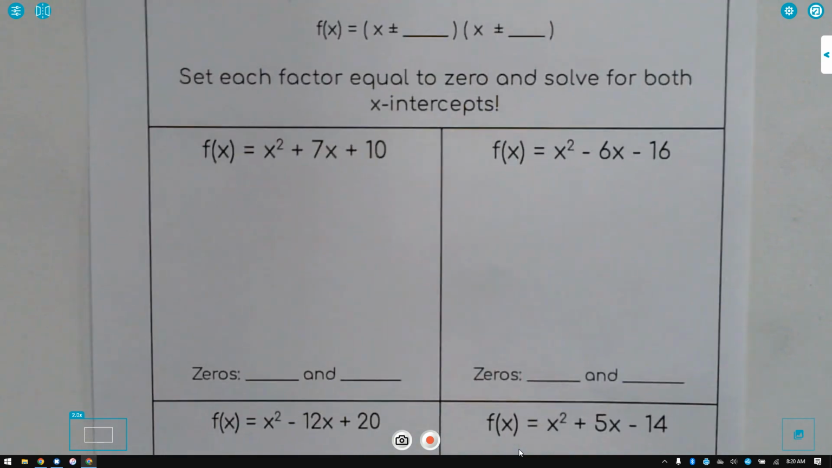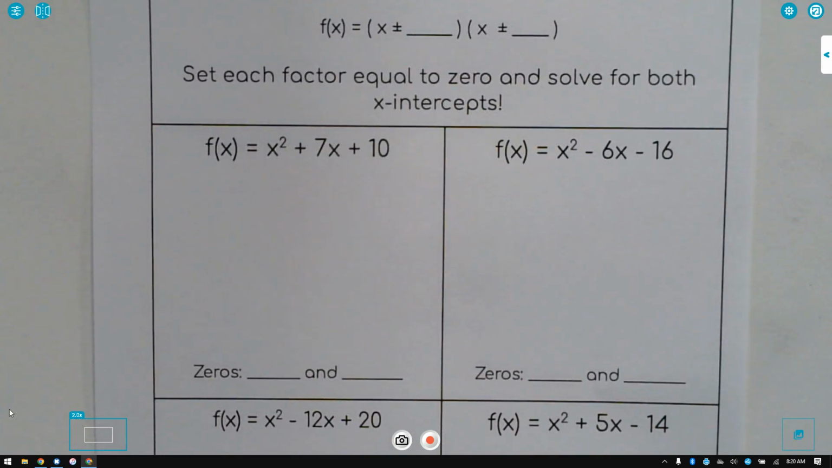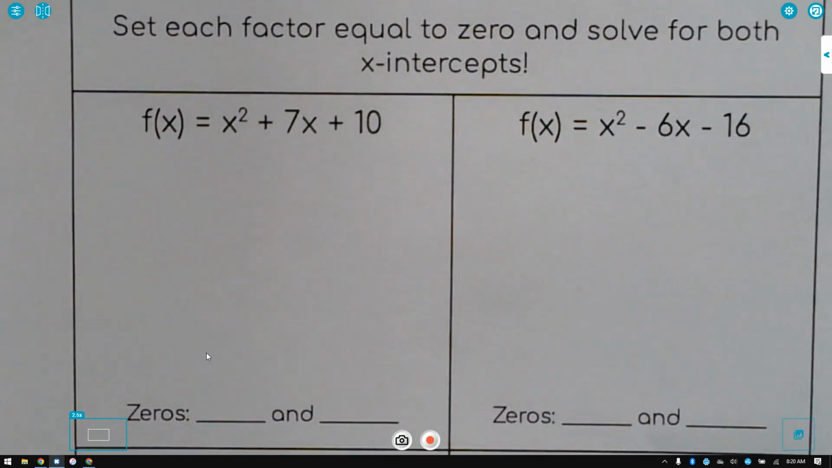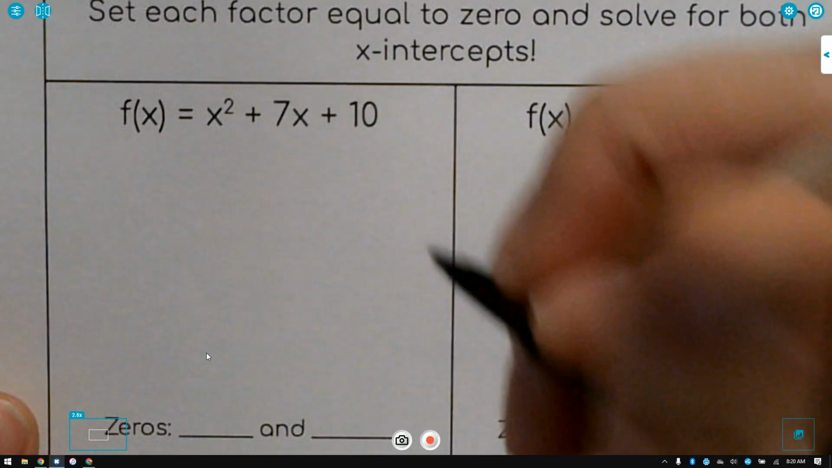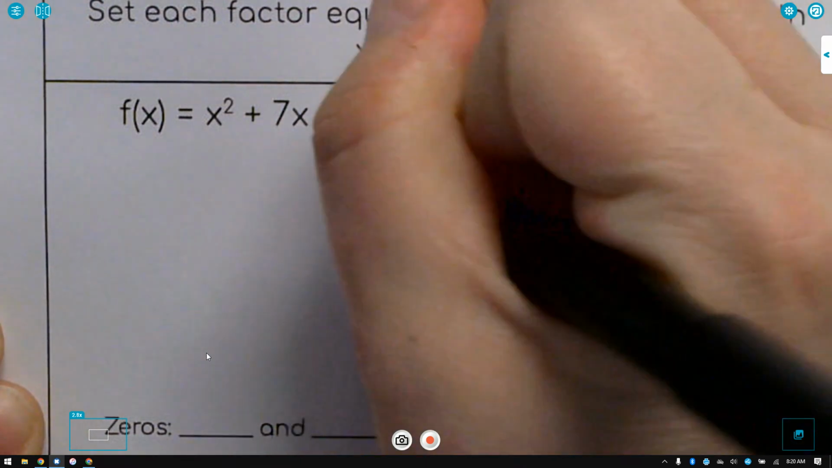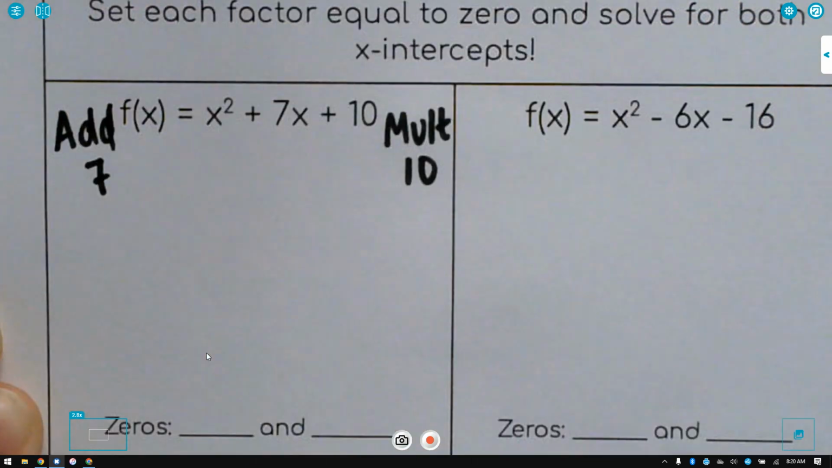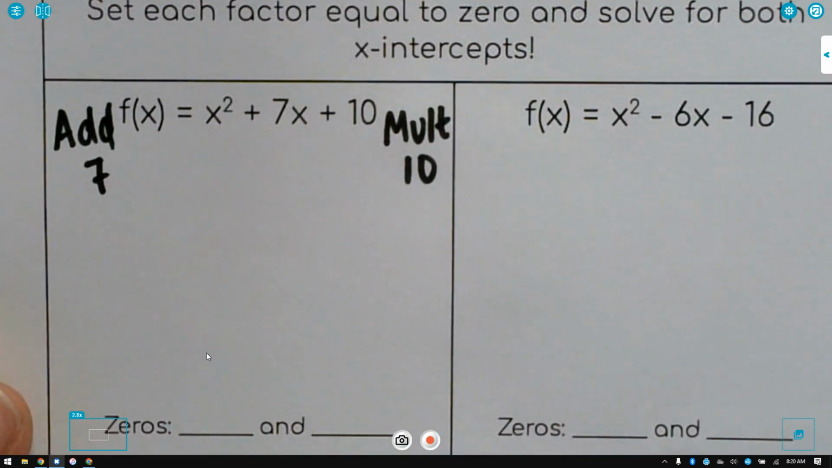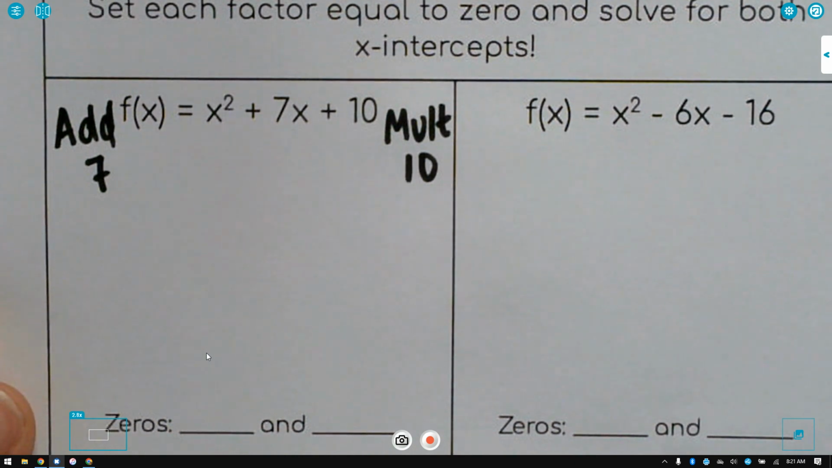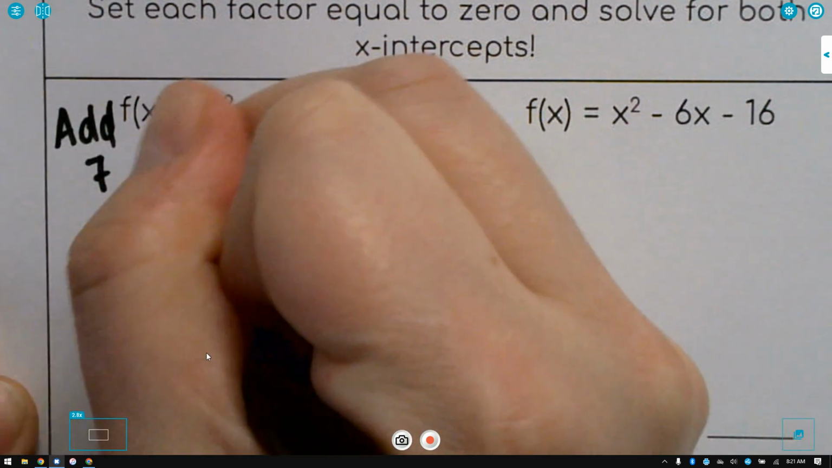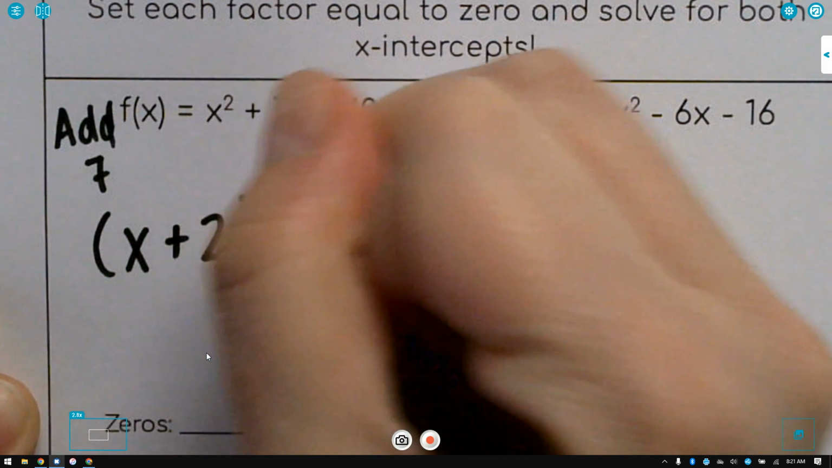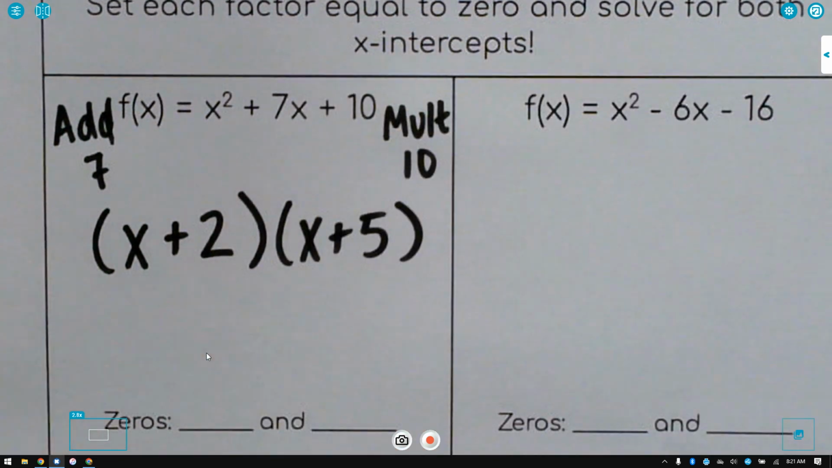So this first problem I've got here, x squared plus 7x plus 10, I need to find two numbers that multiply together to be 10, and they need to add together to be 7. What numbers multiply together to be 10 and add together to be 7? 5 and 2. I'm going to do 2 and 5 just because I like to put the smaller one first. So I'm going to put x plus 2 and x plus 5. So that is my factored version.